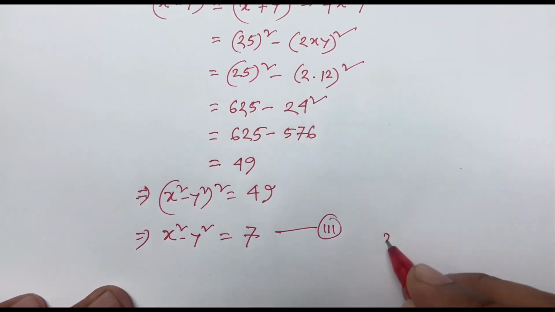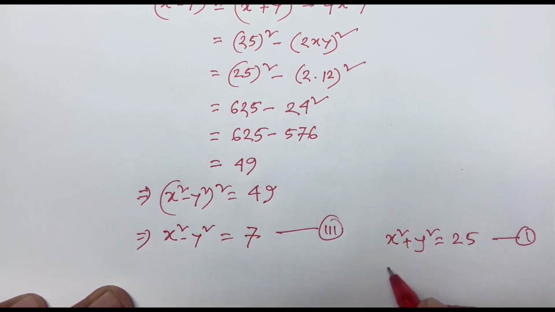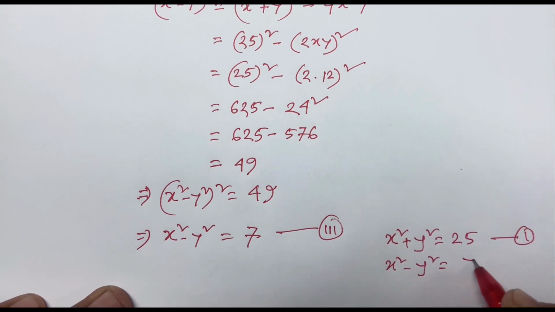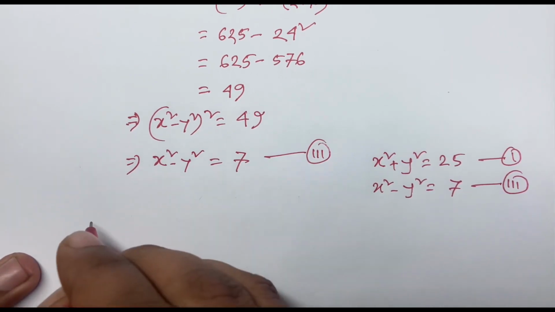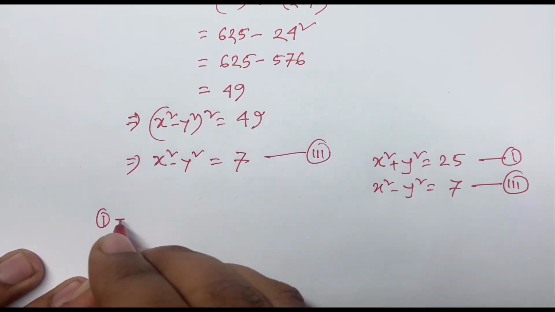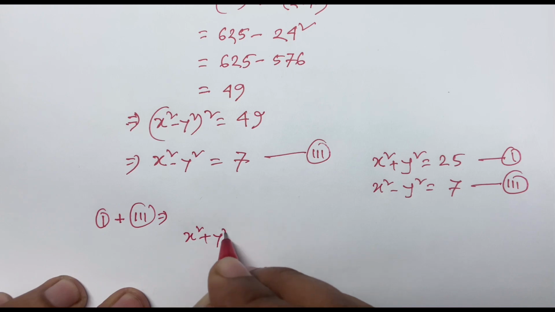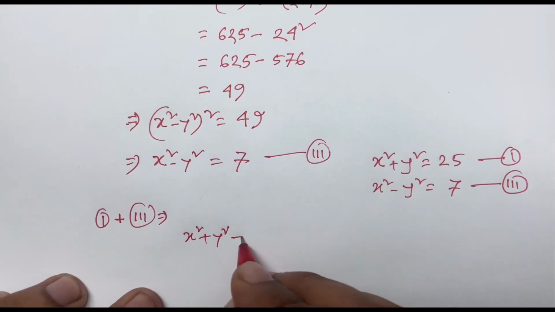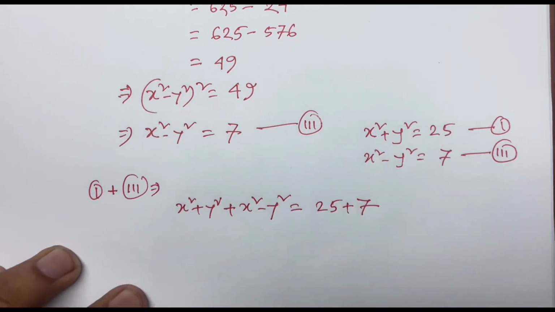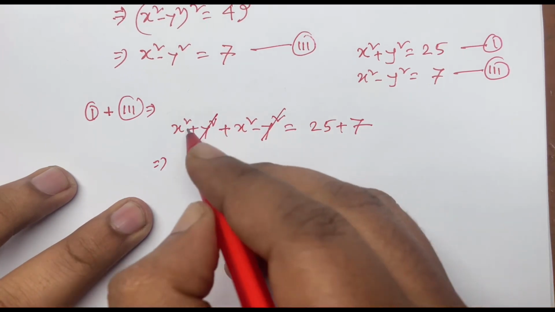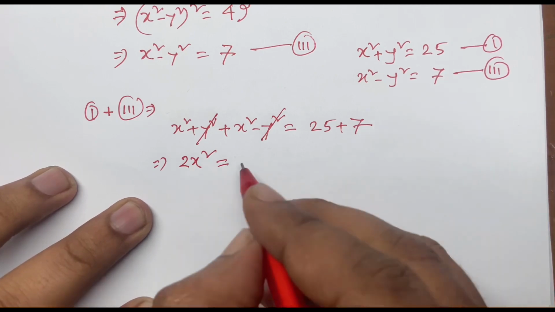The first equation is x square plus y square equals 25, and the third equation is x square minus y square equals 7. Now I add the first equation and the third equation: x square plus y square plus x square minus y square equals 25 plus 7. Now y square is cancelled, so x square plus x square equals 2x square, which equals 25 plus 7, that is 32.